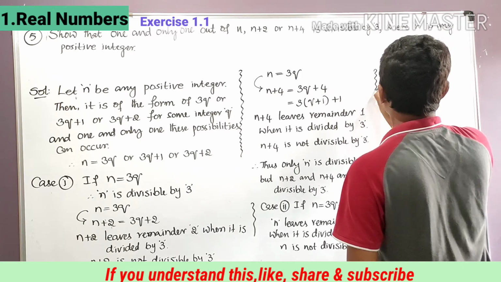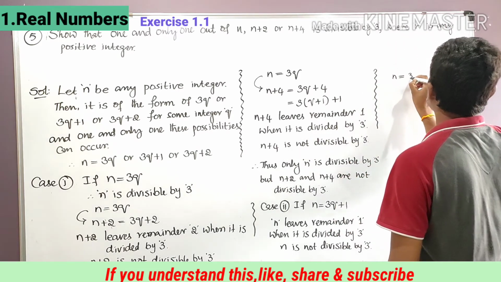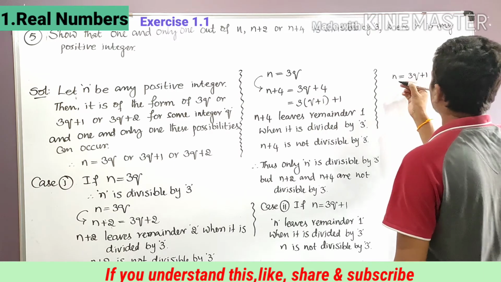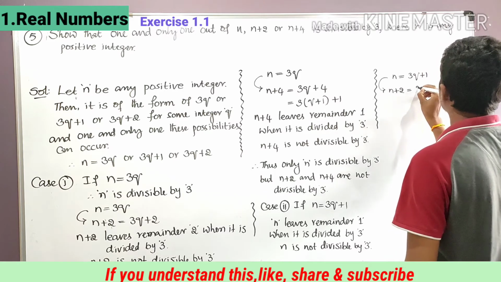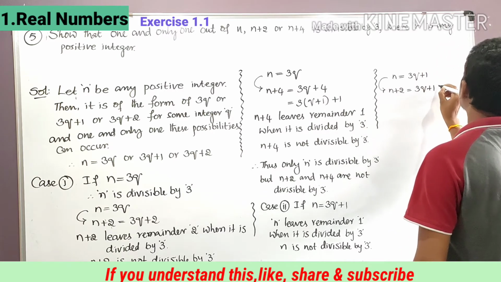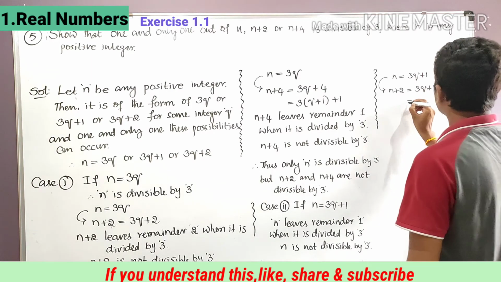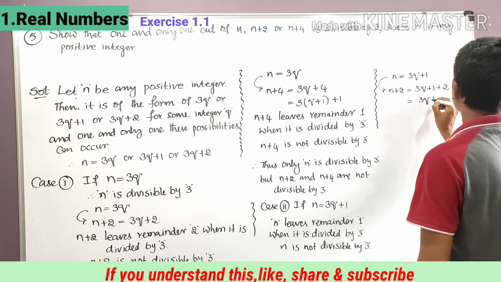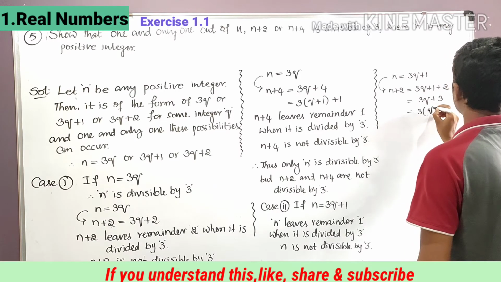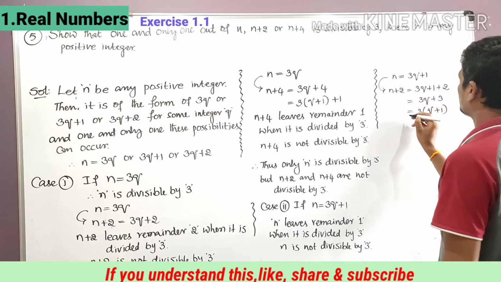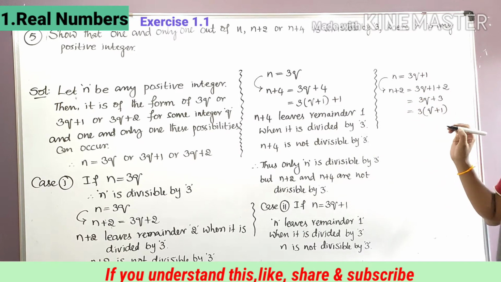So if n is equal to 3q plus 1, then n plus 2 is equal to 3q plus 1 plus 2. We just have to add 2 on both sides, student. Here we get 3q plus 3. So 1 plus 2 is 3, and here 3 is common, 3 into q plus 1. So again it is a multiple of 3, student. Again n plus 2 is divisible by 3.